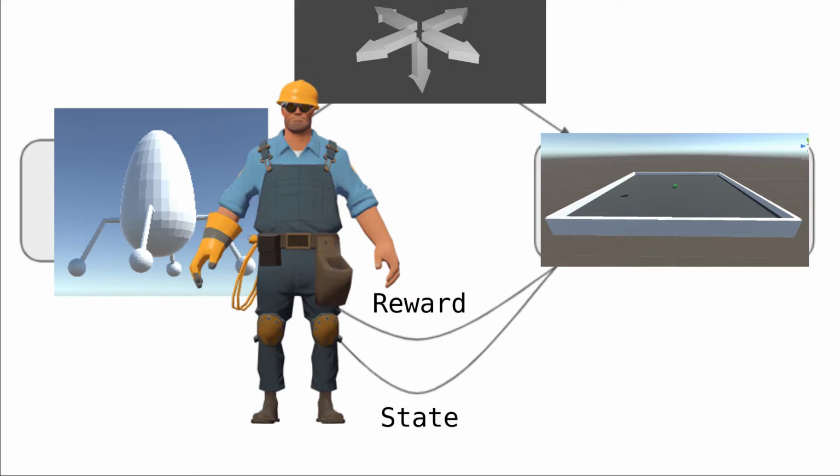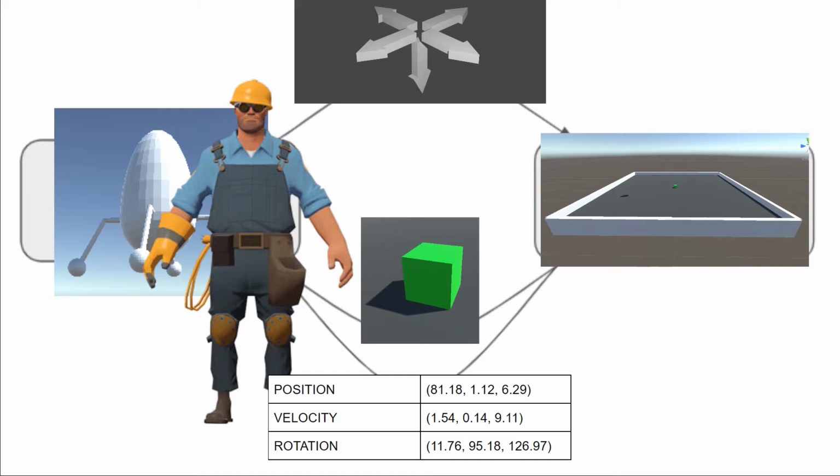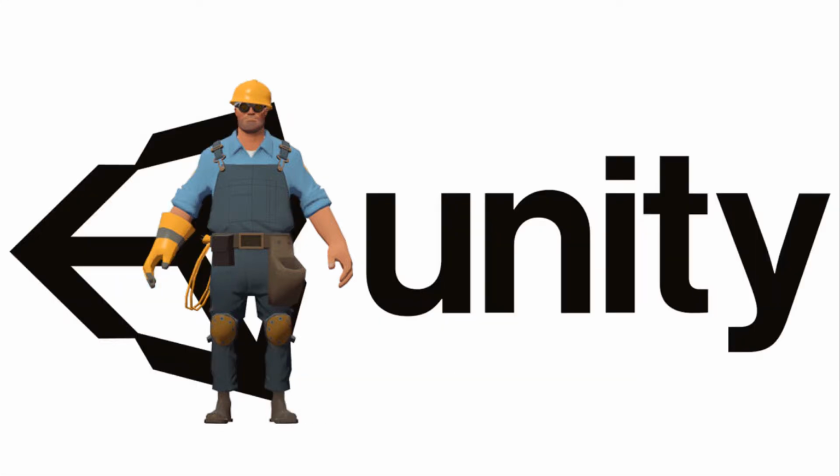The agent will receive a handsome reward if it successfully can reach the target, which will be represented in our environment by a small green cube. The state will be given to the agent in the form of data, such as its position, velocity, and rotation. Behavior leading to large rewards will be reinforced. This is why it's called reinforcement learning. With all of this out of the way, let's set up a Unity project and get to work.